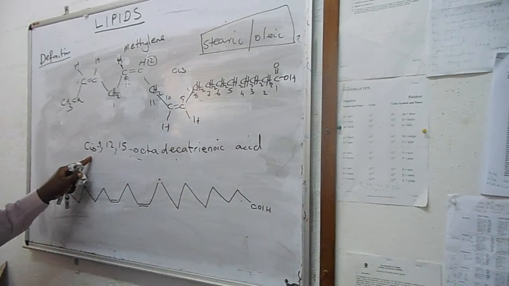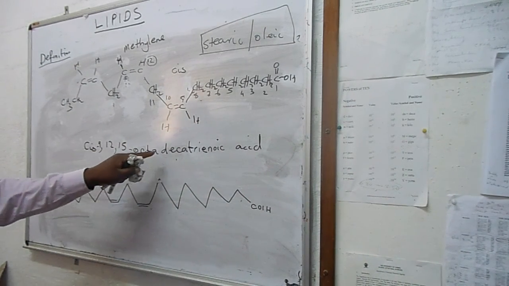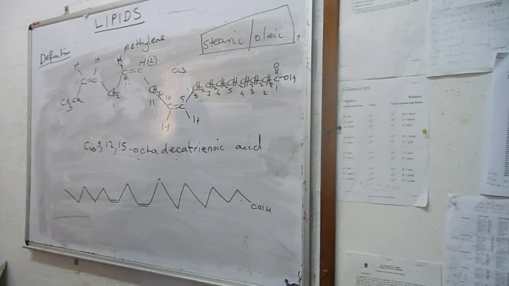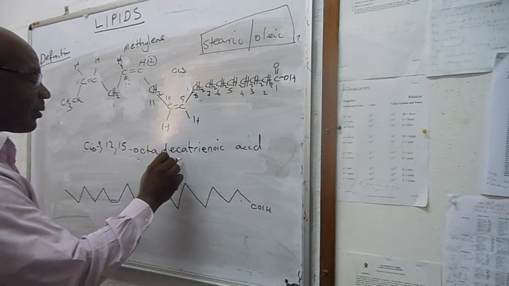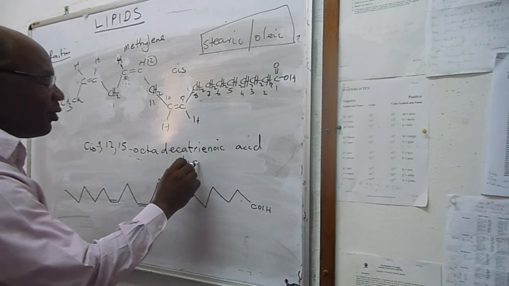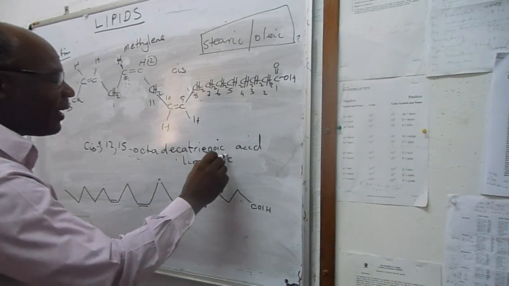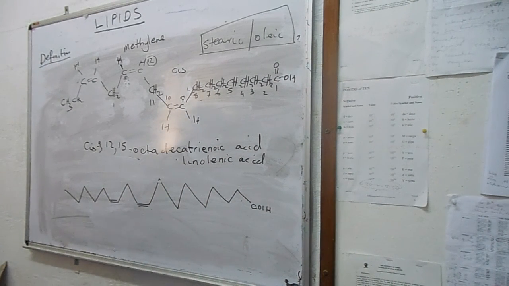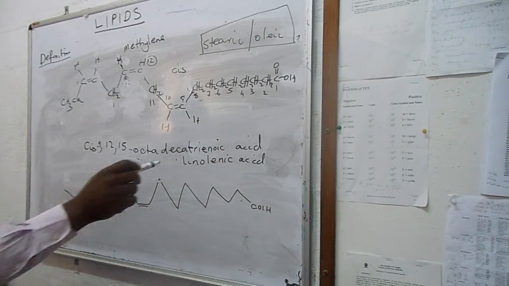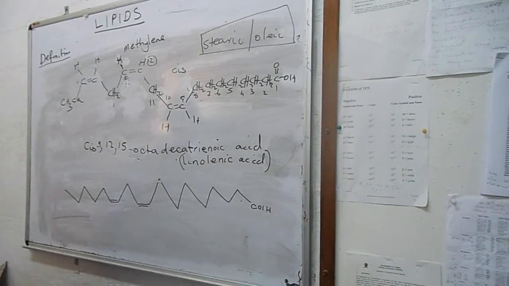So the name will be cis 9, 12, 15 octadecatrienoic acid. That's the IUPAC nomenclature. The common name is called linolenic acid. Remember, the previous one was linoleic acid. This is linolenic acid. Please distinguish the two.